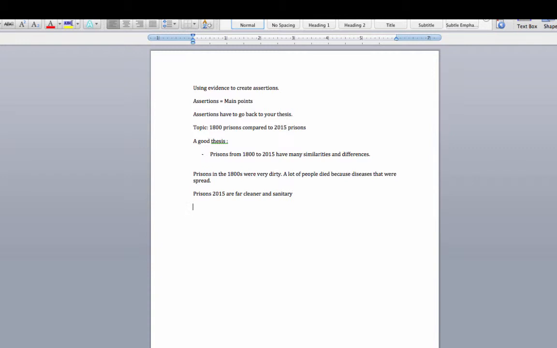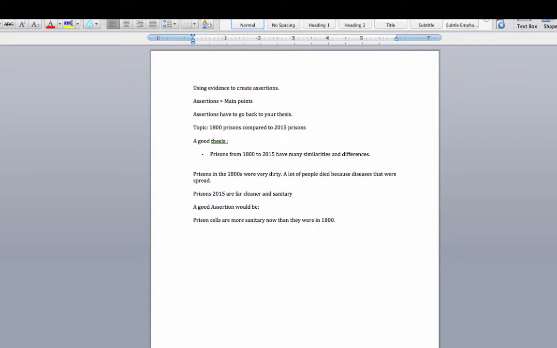So, a good assertion to create with this information would be the following. Prison cells are more sanitary now than they were in 1800. This assertion allows me the ability to give a little background, our B statement, a little background on the topic, and then the citation would come after that.